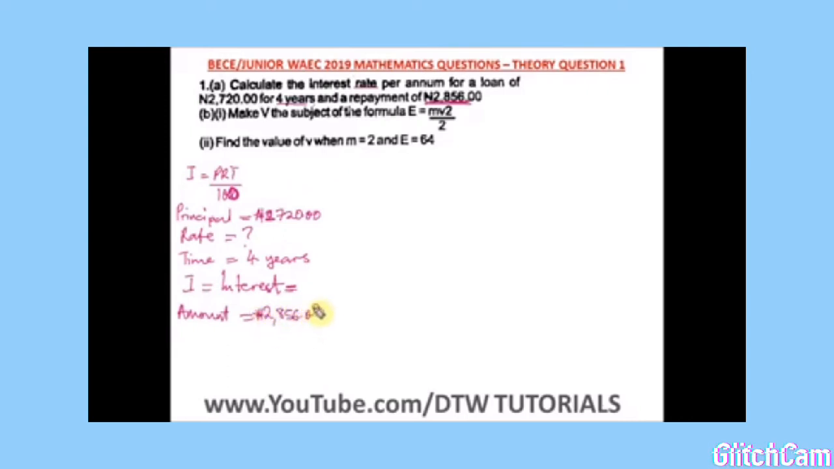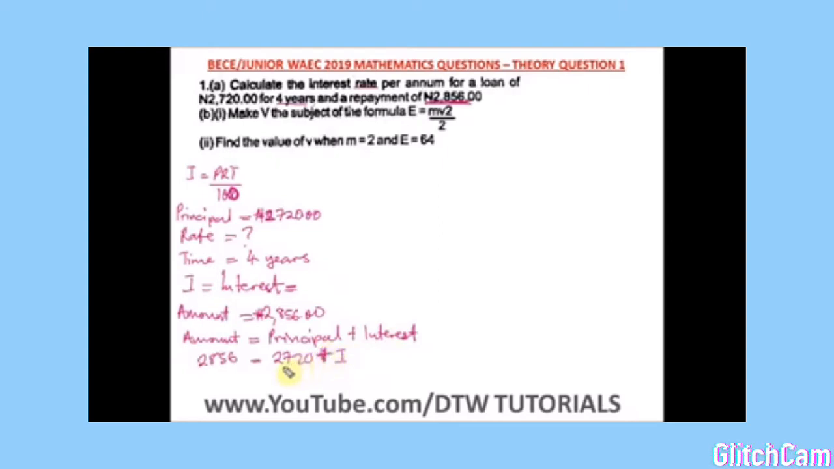We're given the amount A as 2,856 naira. And remember that amount A, let me write this in full, is equal to your principal plus your interest. And what is your principal here? Your principal is 2,720, and your amount is 2,856. So plus your interest, let's make interest I.